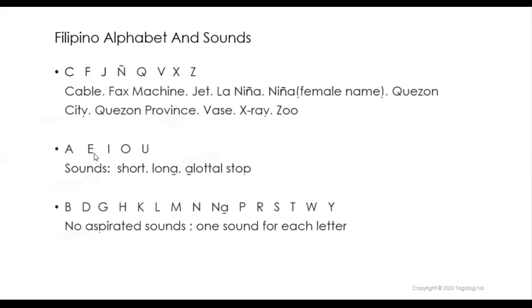On to the second group of letters are the vowels, which correspond exactly to the English and Roman vowels. Now, let's talk about the sounds. Tagalog pronunciation is pretty straightforward. For vowels, when used in words, the sounds can be short, long, or glottal stop. What sounds do these letters make in Tagalog? I will say each of the sound twice.